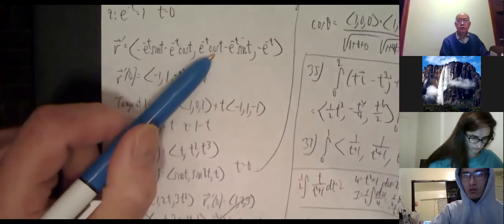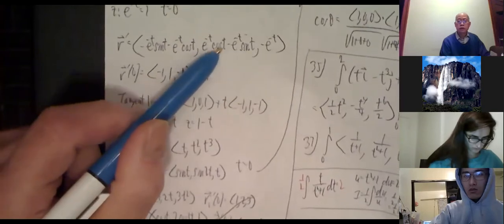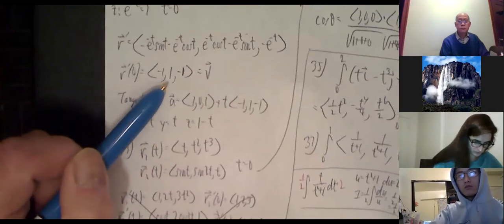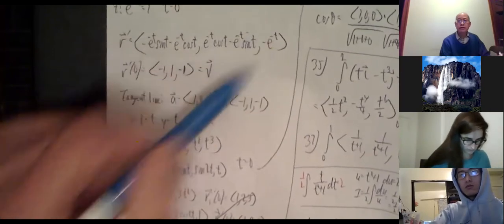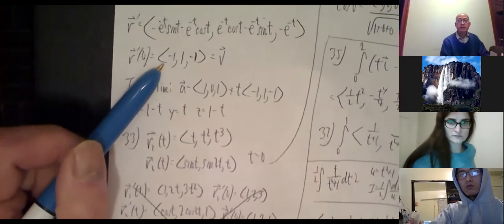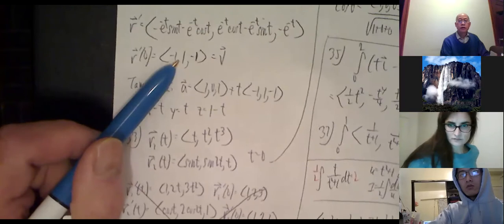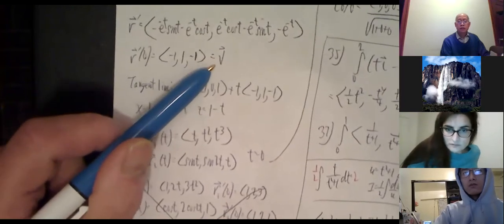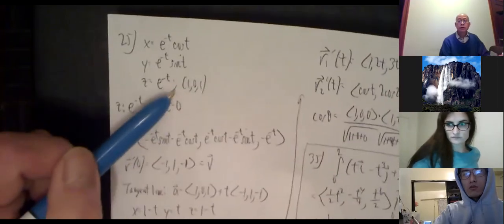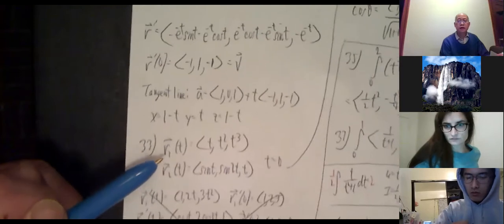And for the y component, 0, sine of 0 is 0. 0 there is 1. E to the 0 is 1, so that's 1. And put a 0 there, that's -1. So my tangent vector is -1, 1, -1. Okay, that's the direction vector v. And you're given the point 1, 0, 1. Okay, so r is r0 plus tv by formula.